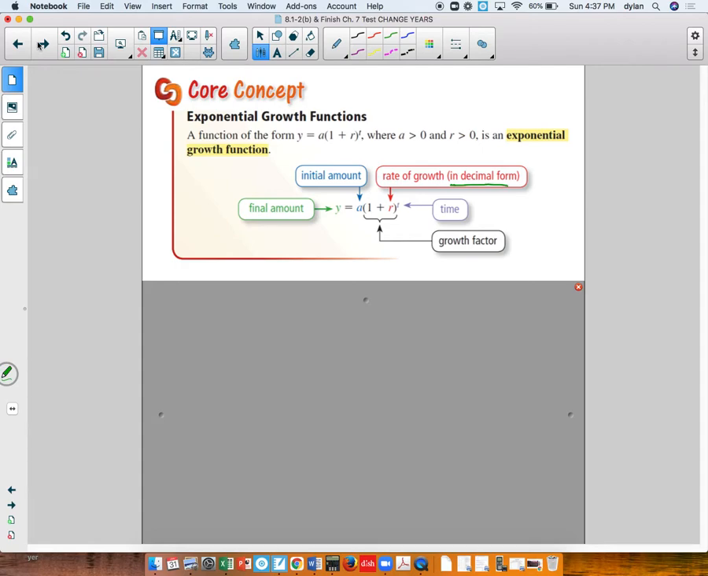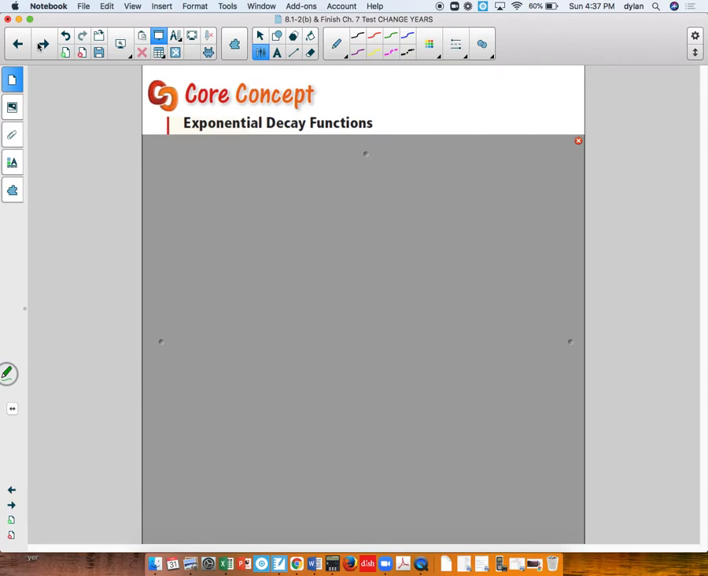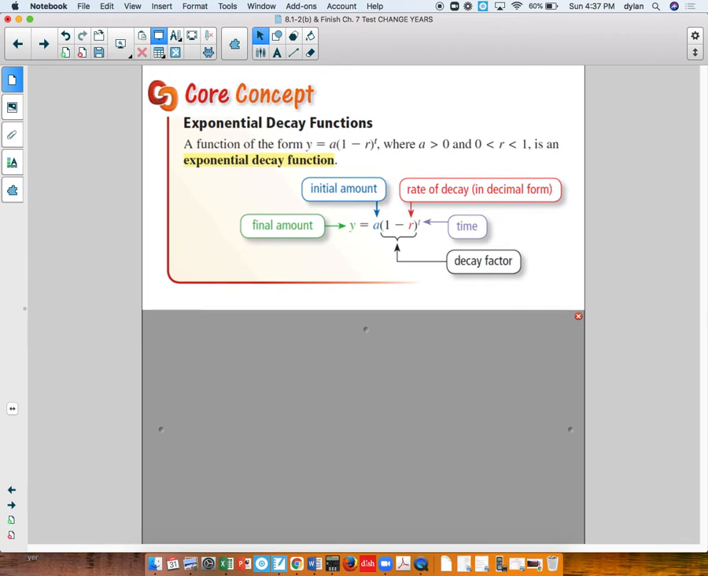So exponential decay uses the exact same situation. The only difference is since we're decaying, we start with our original amount, in other words, a times 1, but now we are subtracting r, where r is our rate of decay. It's important to note that r is not the amount left. It's the amount that decayed each year. 1 minus r, your decay factor, that's the amount that you actually have left. So if you're decaying by 25% per year, that means you're left with 75% of what you had the year before each year. So let's look at an example of this.